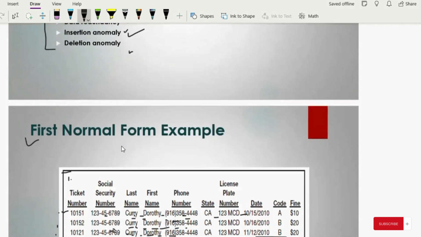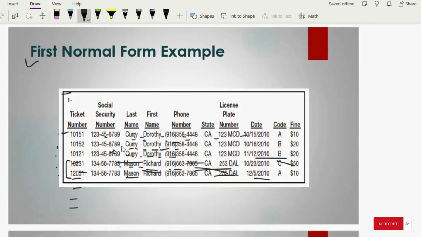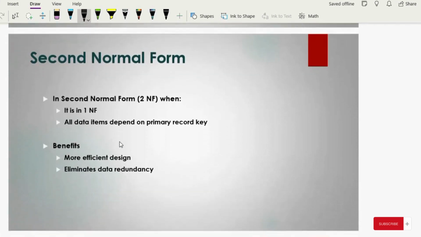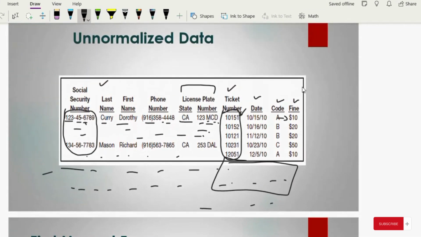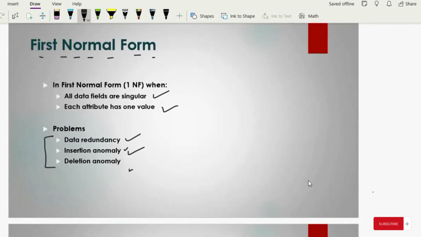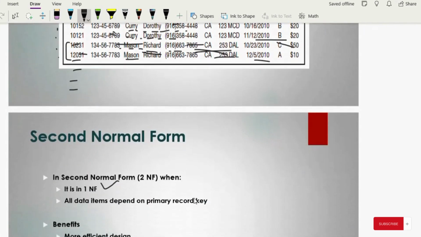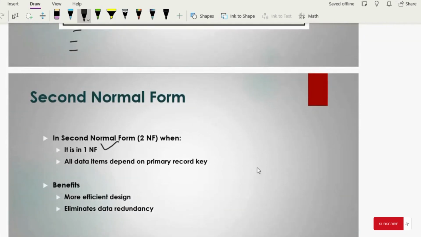Okay. So in order to avoid these three problems, we move towards the second normal form. In order to move towards the second normal form, you should ensure that you have first normal form. It means I cannot create second normal form on this unnormalized data. I should firstly convert it into the first normal form, and then I can do the second normal form. Okay. And all the data items in this case depend on the primary key record.